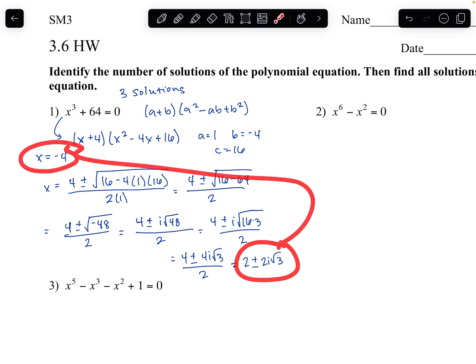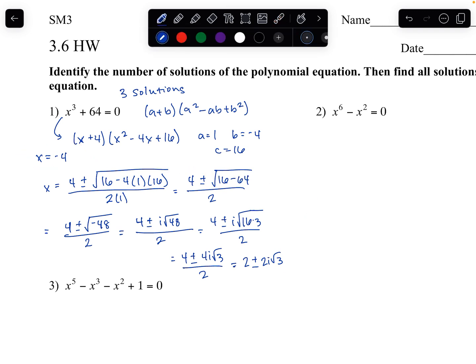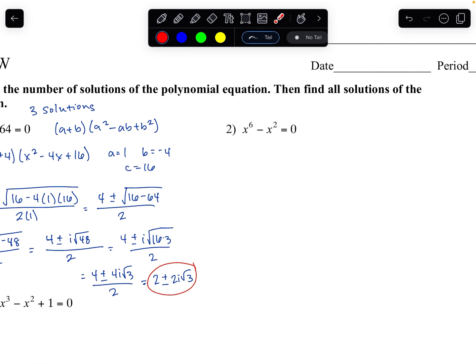So we have these two solutions right here. This one and this one, these two right here. This is 2. The reason why it's 2 is because we can do 2 plus this expression right here, and we can do 2 minus that expression right there. So there you go. We have our 3 solutions.